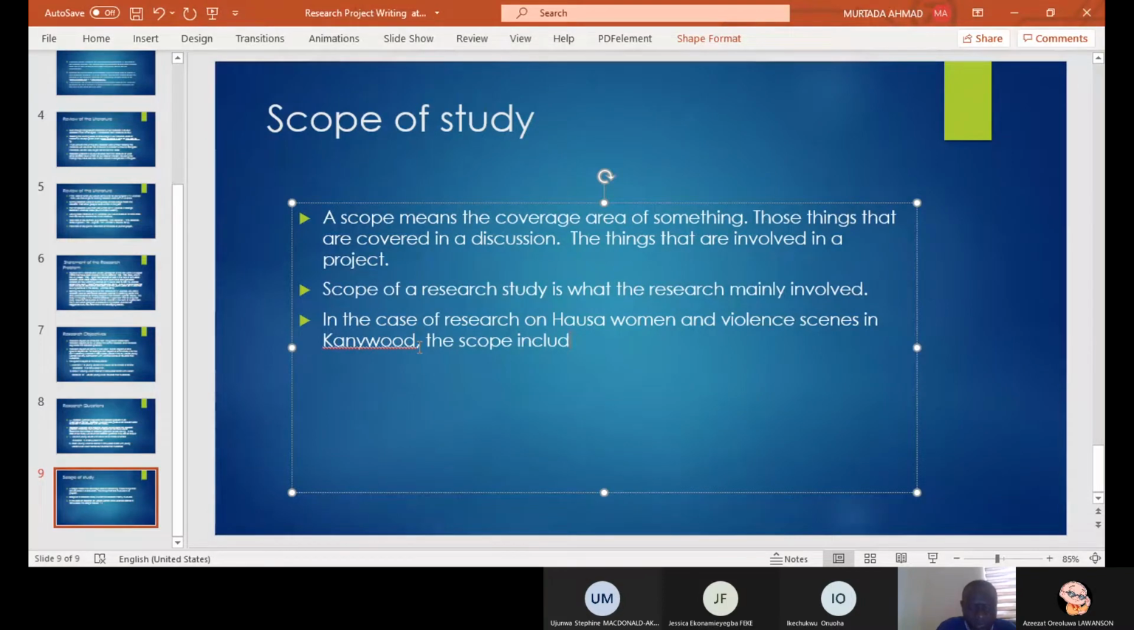The group includes Hausa women. It may not be every Hausa woman. It may not be that every Hausa woman watches Kannywood. So it includes Hausa women that watch or view Kannywood.